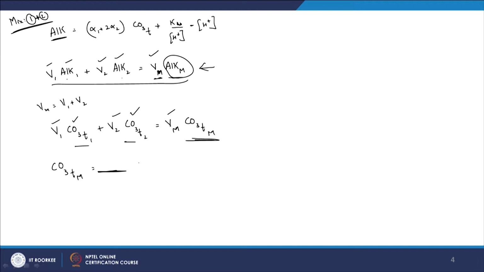So now what do I have? I have the alkalinity of the mixture, and I also have CO3 total of the mixture. Again, the key is trying to understand why I am only balancing the relevant conservative quantities. The key is that they are conservative, as the name indicates.